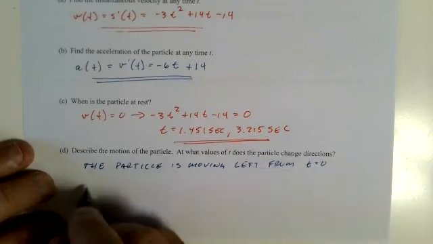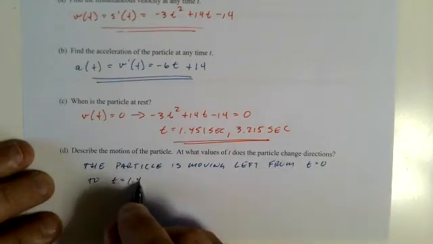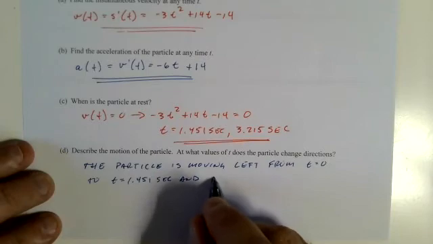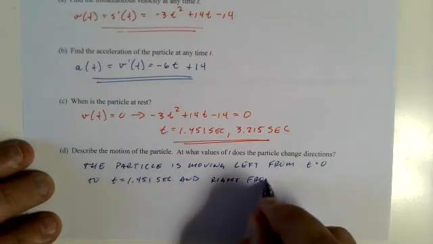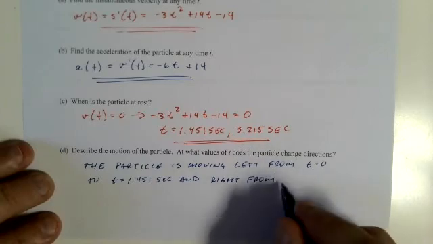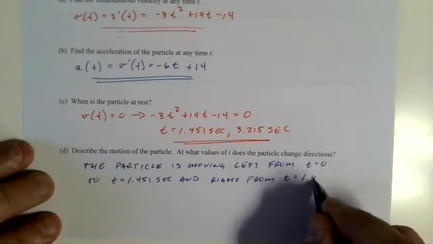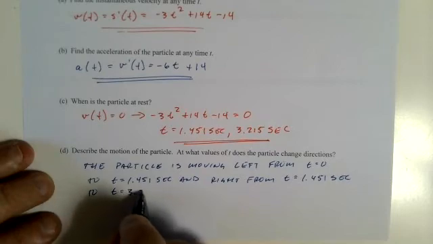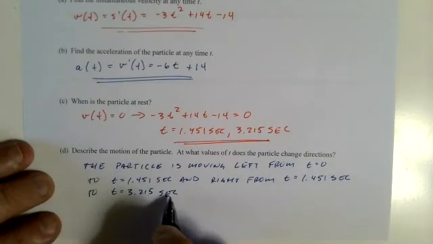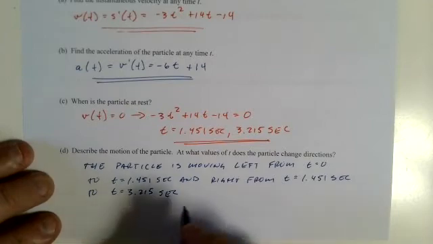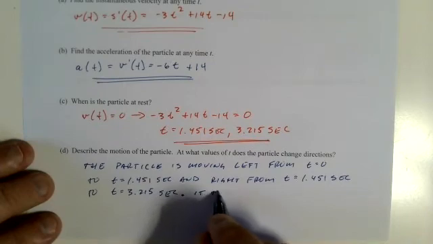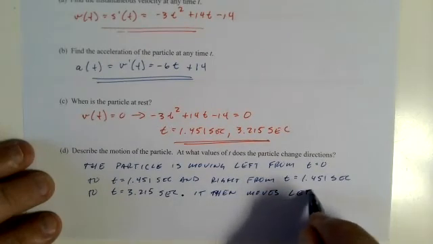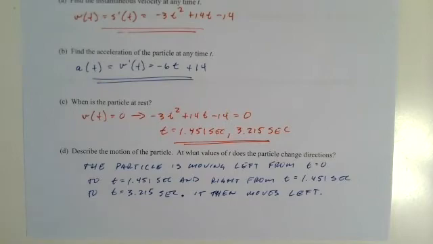From t equals 0 to t equals 1.451 seconds, and right from t equals 1.451 seconds to t equals 3.215 seconds, it then moves left. More than enough.